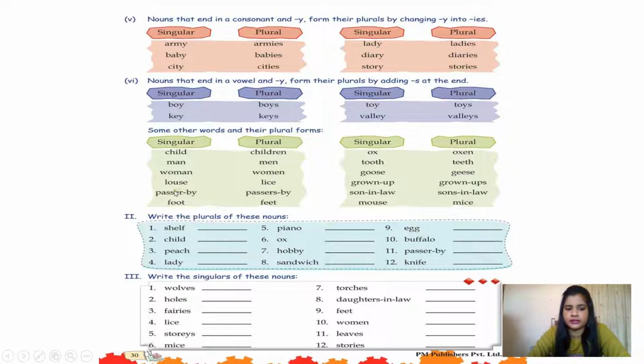Children, I want to tell you here about passerby and passers-by. Many students will make a mistake here. They will write s at the last. So please take care of this.